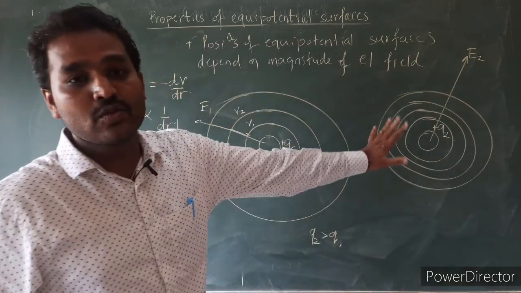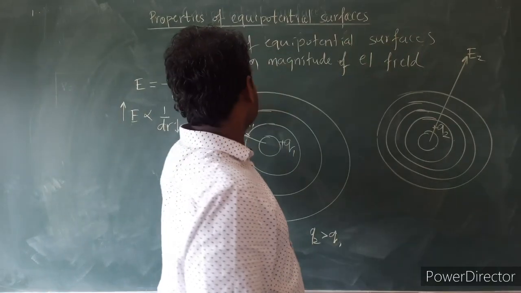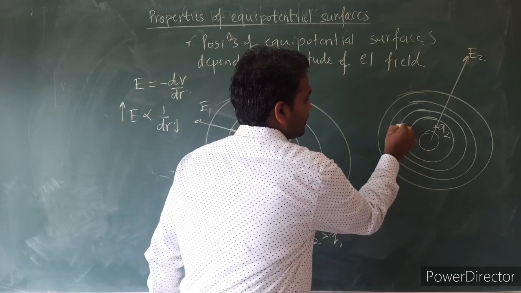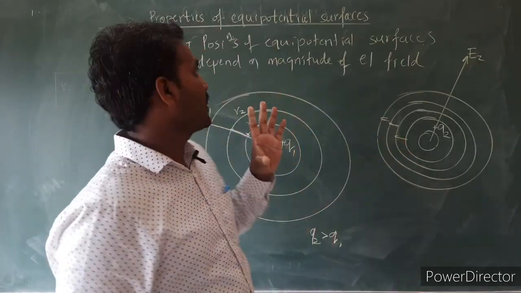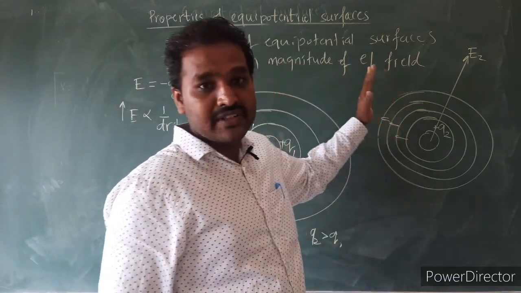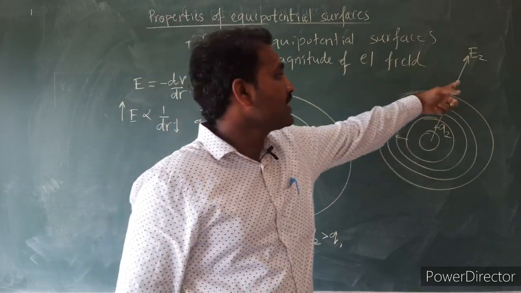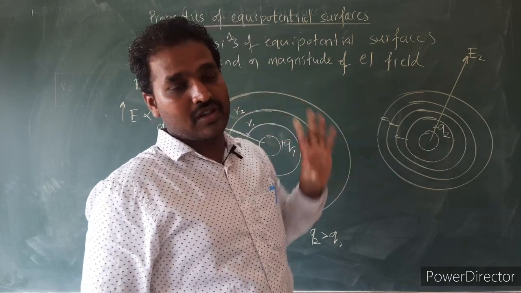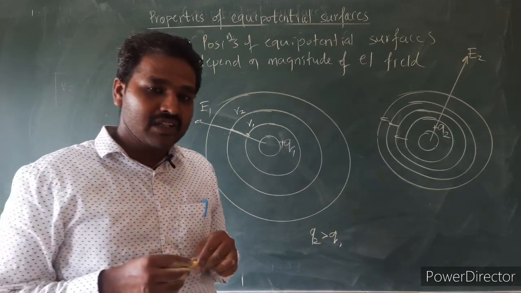When I compare these two cases, in the second case the electric field intensity is stronger than the electric field intensity of the first case. Hence, the distance between the equipotential surfaces will be less. So, that is what we are stating here. The positions of the equipotential surfaces depend on the magnitude of the electric field. This magnitude of the electric field again depends on the magnitude of the source charge. So, these are 4 important properties of equipotential surfaces.